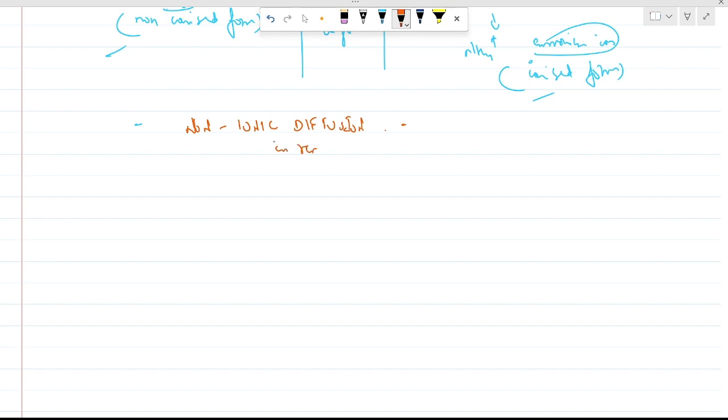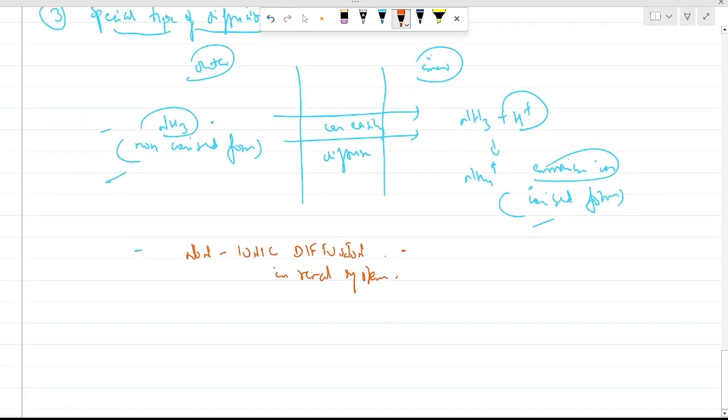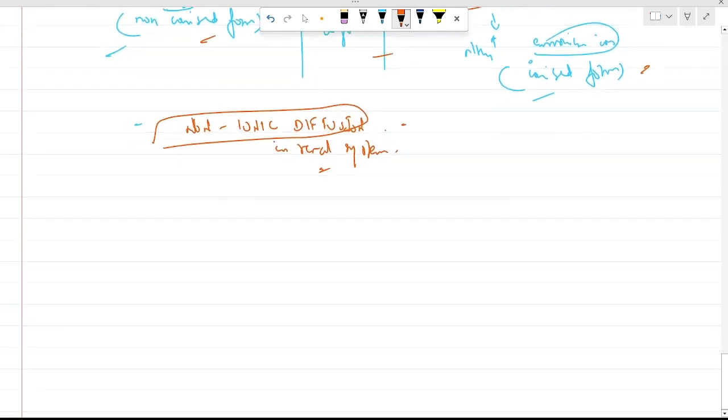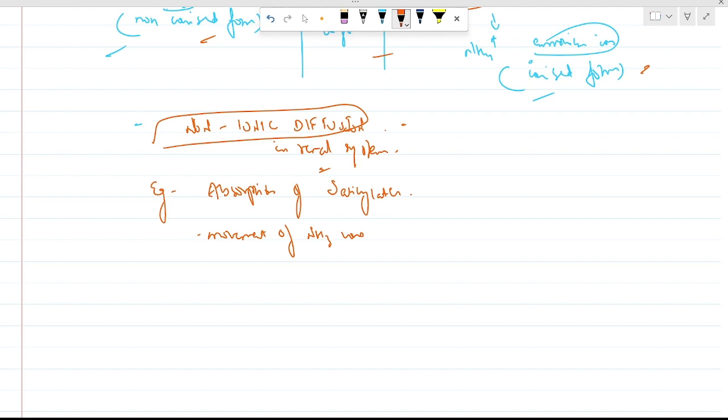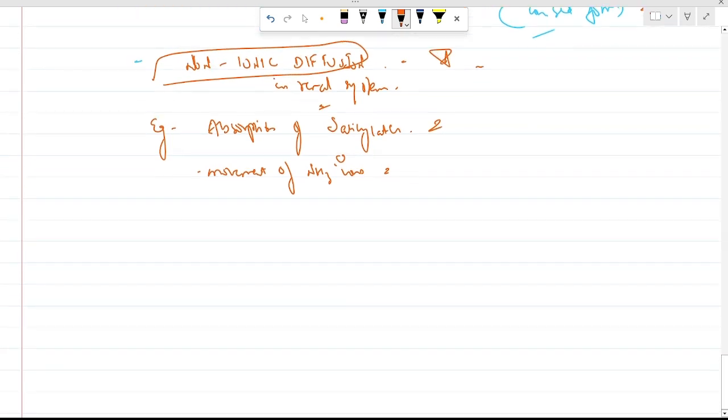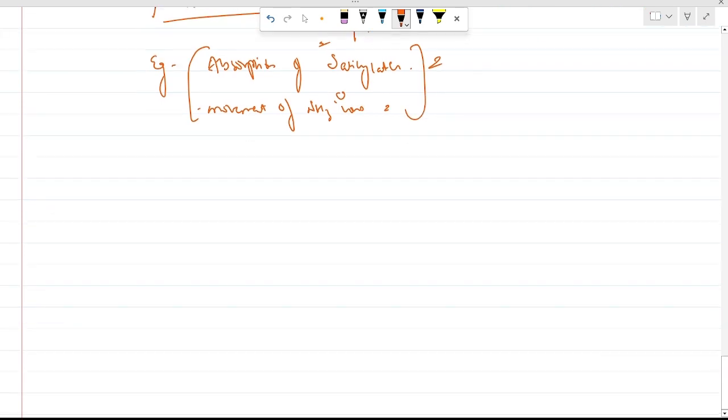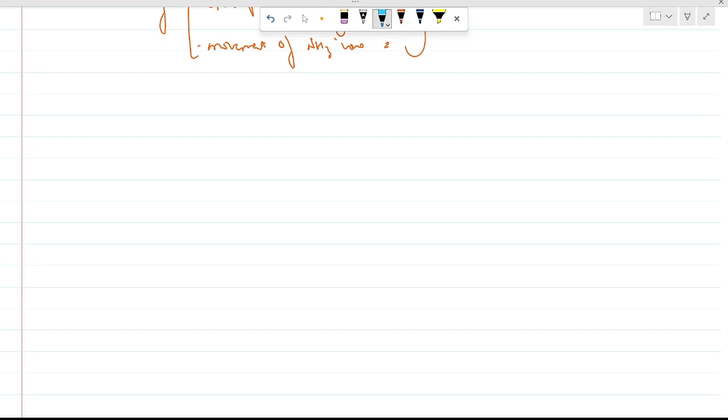They are seen in the renal system, where transport of ammonia is a very important process. In non-ionic diffusion, the non-ionized form is transported across the membrane and finally converted to the ionized form. It is seen in the renal system. One example we've seen is ammonia. Another example is absorption of salicylates. The movement of ammonia ions seen above and the absorption of salicylates are examples of non-ionic diffusion. You need to remember these two important examples. Next, let's see the fourth type of movement.